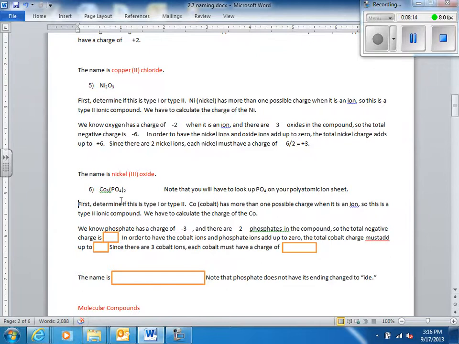So what's the total negative charge? If I have 2 -3s, that total is -6. Now, we need this total to add up to 0. Well, we have -6 on the negative side, so we need to have +6 on the positive side. All right. We have 3 cobalts, and they have to add up to 6. So 3 times what is 6? Geez, I keep doing that. 2. Each cobalt has to be 2.